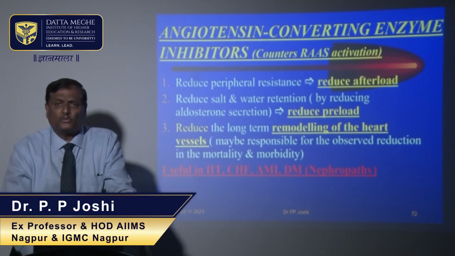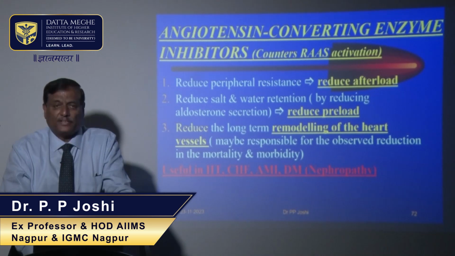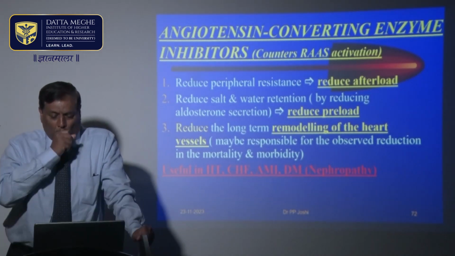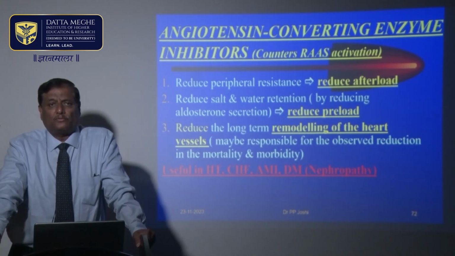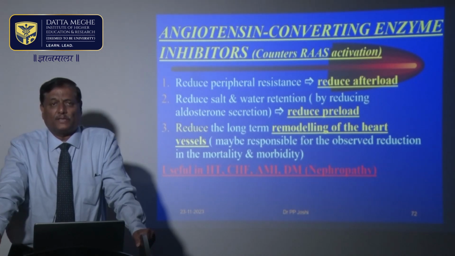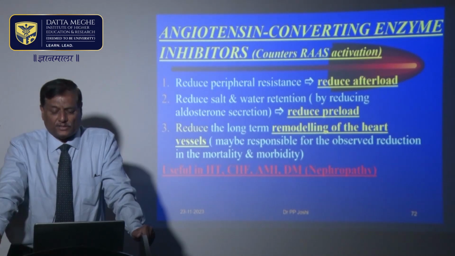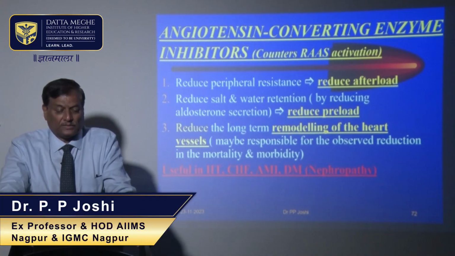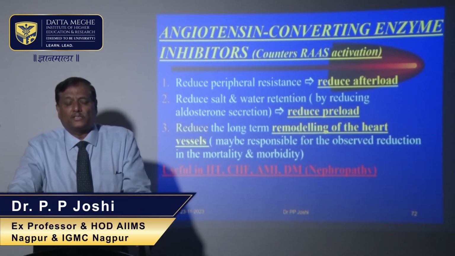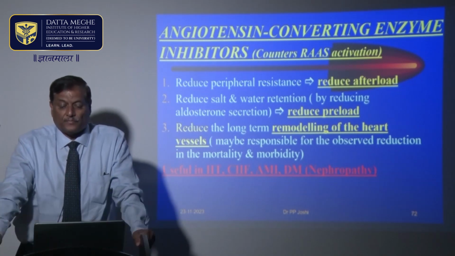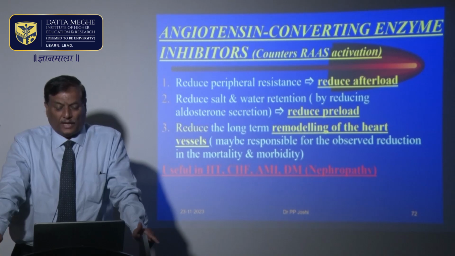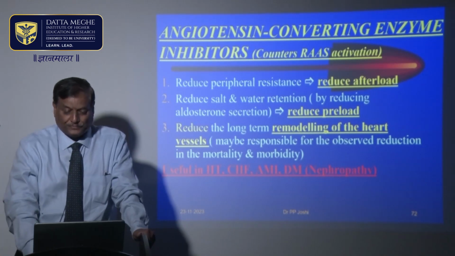It is also important in diabetes mellitus and prevents the deterioration of GFR and the occurrence of nephropathy. The rate of progression of nephropathy in diabetes mellitus is decreased by these angiotensin converting enzyme inhibitors, and also by the RAS, by the angiotensin receptor blockers.